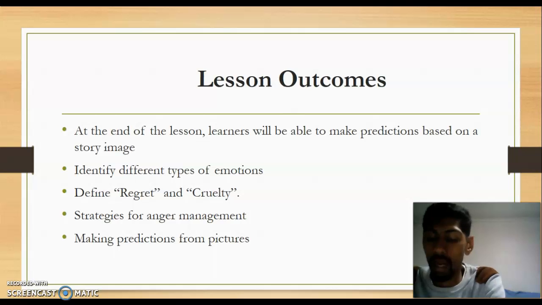The lesson outcome that we're going to be looking at by the end of the lesson: learners will be able to make predictions based on a story image. During the lesson, they'll be able to identify different types of emotions, define regret and cruelty, and develop strategies for anger management. And at the end of the lesson, they'll be making predictions from pictures.